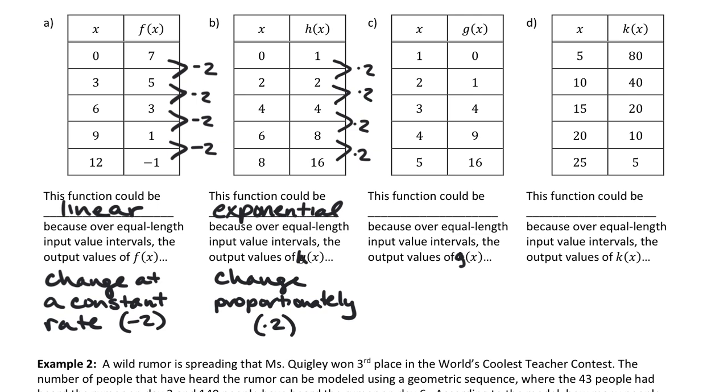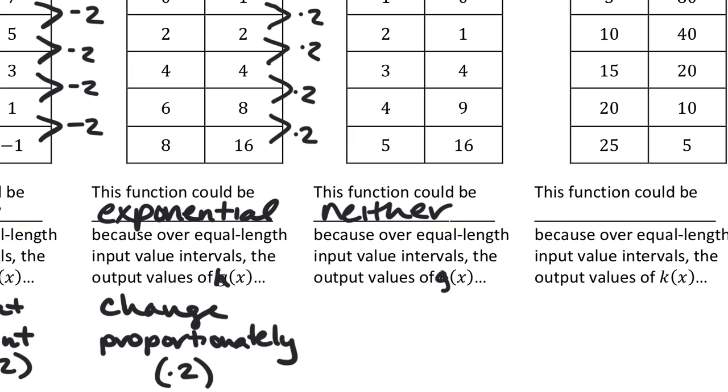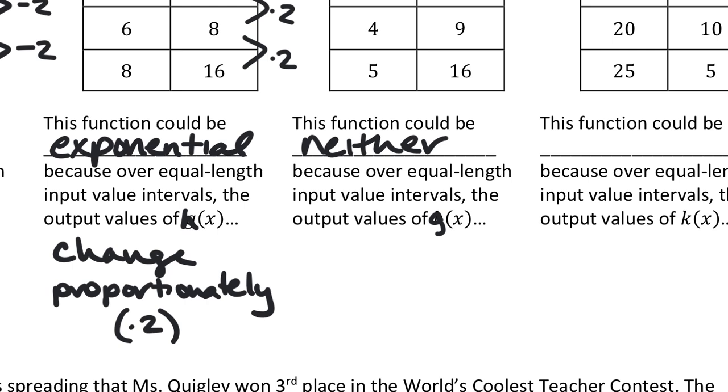What did you guys notice about table C? It's neither, because we could not find a constant rate of change nor a constant proportional change. It is neither going to be linear nor is it going to be exponential. So the reason that you would give here is literally just that. This function could be neither because over equal length input value intervals, the output values of g of x do not change at a constant rate.